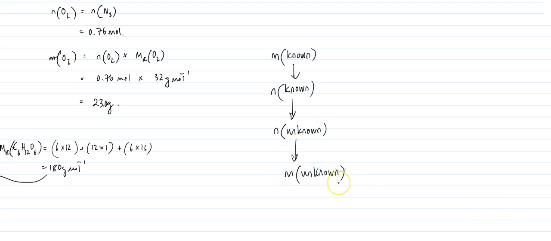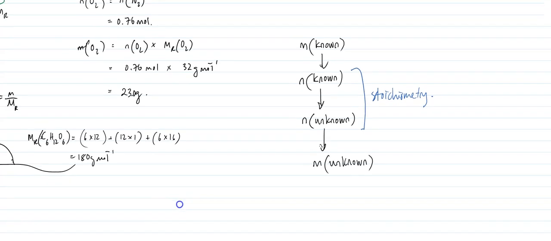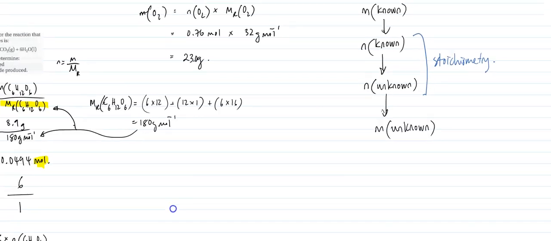This is the key thing. To go from the number of moles of the known to the unknown, you need to use stoichiometry. You're using that ratio stuff, okay? That's when you're looking at the chemical equation. Alrighty.